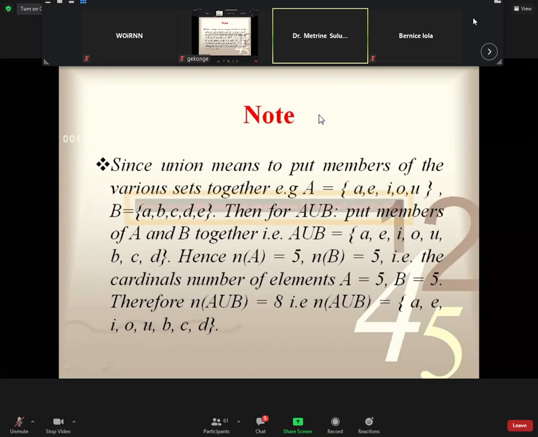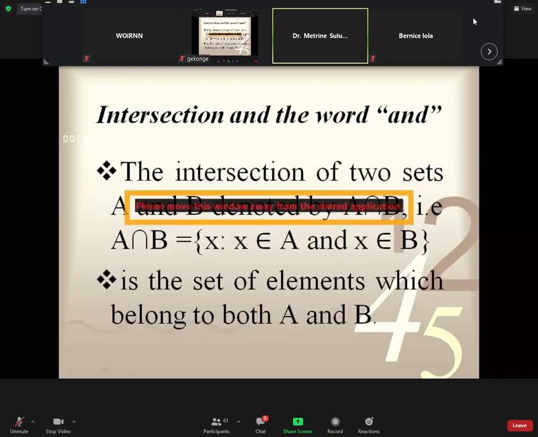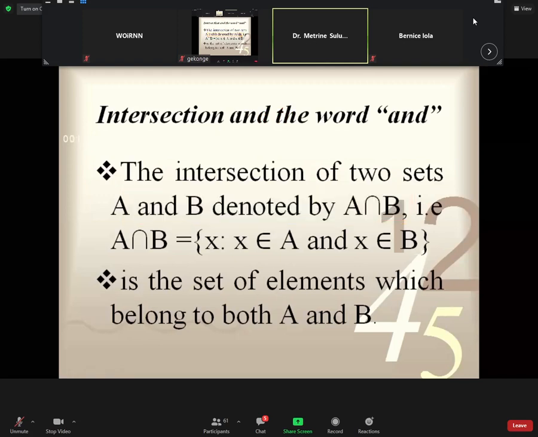later in the lesson. Having looked at union, now let's look at the intersection of two sets. Remember, in union, anytime we see union, we use the word "or", meaning an element either belongs to A or belongs to B. But in the intersection, it must appear in both A and B. If it's only in one set, then it's not an intersection.